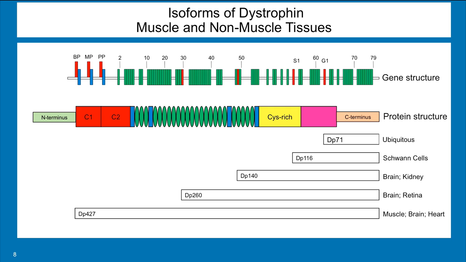So what's shown to you in this slide in the upper schematic diagram is the gene structure. You can see the individual promoters in red, and the exons that encode dystrophin are in green. Below that is the protein structure, showing you the N-terminus and the C-terminus, as well as the spectrin-like repeats. And below that, we have illustrated the different isoforms, including muscle and non-muscle isoforms of dystrophin. You can see, for instance, that the isoform called DP71 is ubiquitously expressed. It's called DP71 because the protein is 71 kilodaltons. Similarly, DP116 is expressed in Schwann cells and encodes a protein that is 116 kilodaltons, and so forth and so on. I just want to point out that DP427 is the large form of dystrophin, and that is the form that is predominant in skeletal muscles, including heart.